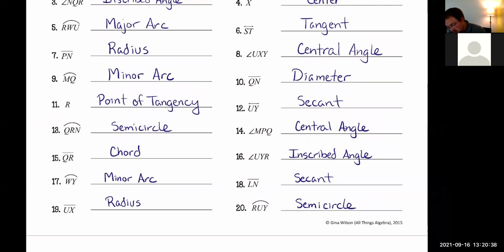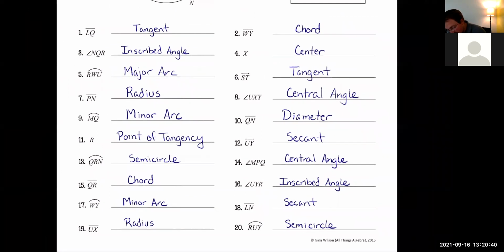So just squeeze them all in there. If you're watching the video, you could pause it here if you needed to. Those are all of the descriptions.